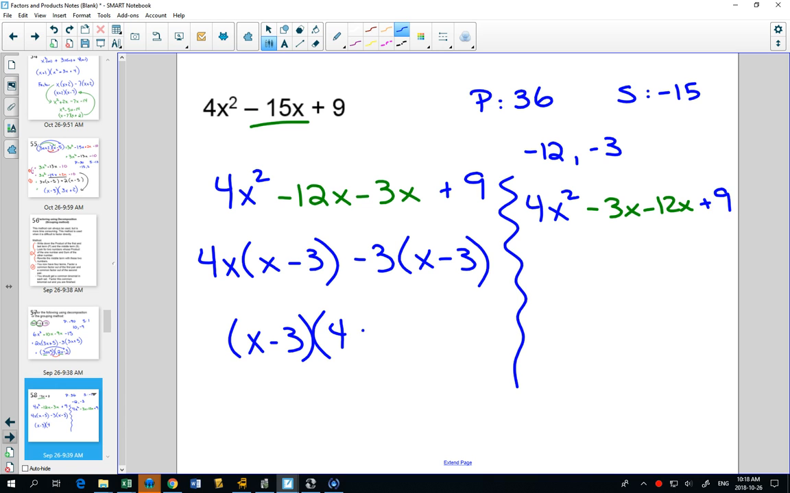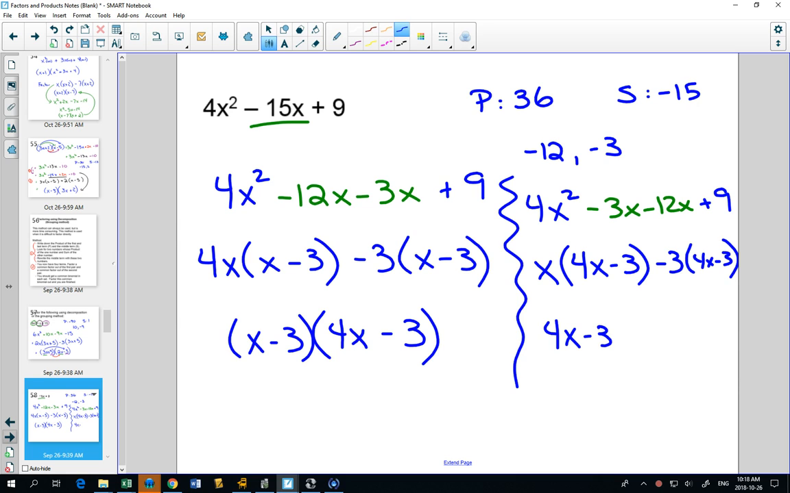What would I be left with in my first term? A 4x minus 3. If you had written it the other way, now when I look at my first two terms, what's in common? Just an x. And what am I left with? 4x minus 3. And what's in common in the next ones? So that I get a 4x, again, I'd have to take out a negative 3. 4x minus 3. Now what's in common? The 4x minus 3 times x minus 3. You love this method. It's beautiful.